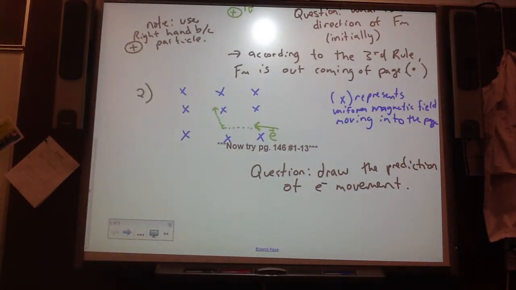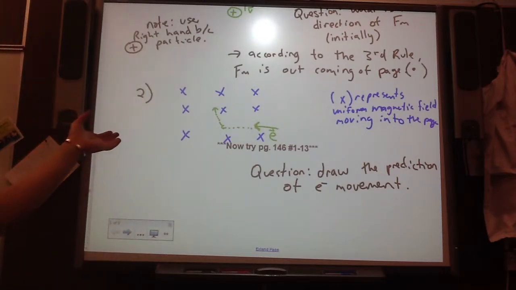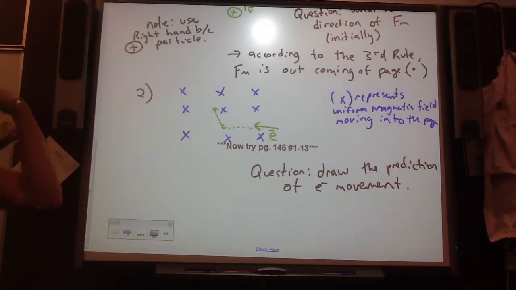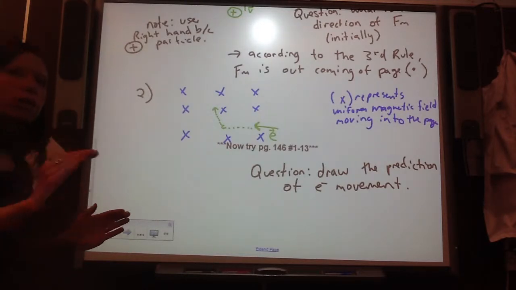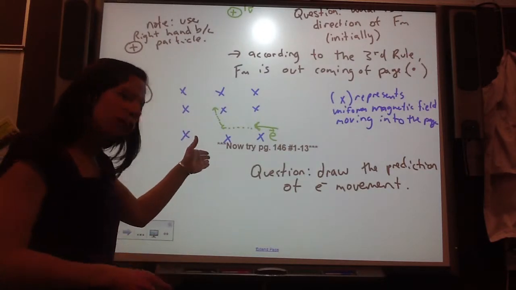So that's initially, it's forced upwards. If the question just asked us which direction is it going to be forced initially, we would say up. Okay, so now let's think about what the electron will do once it's forced upwards.